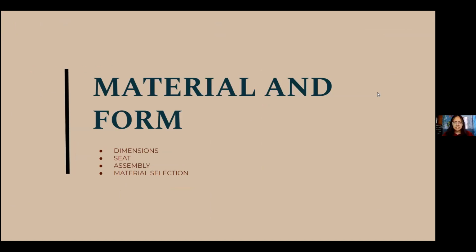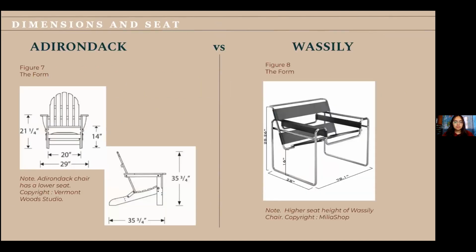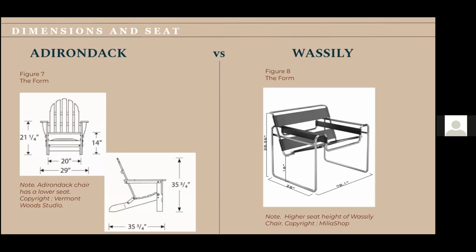This next section focuses on the interrelation between material and form. The Adirondack chair is nearly 36 inches tall, 35 inches in length, and 29 inches wide, with the seat at a height of 14 inches. On the other hand, the Wassily chair is 28 inches tall, with the seat at 16 inches, 28 inches in length and in width. The Adirondack chair has a comparatively lower seat height.